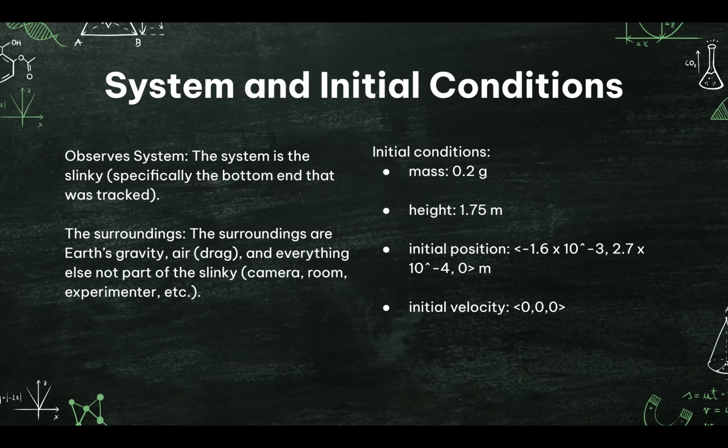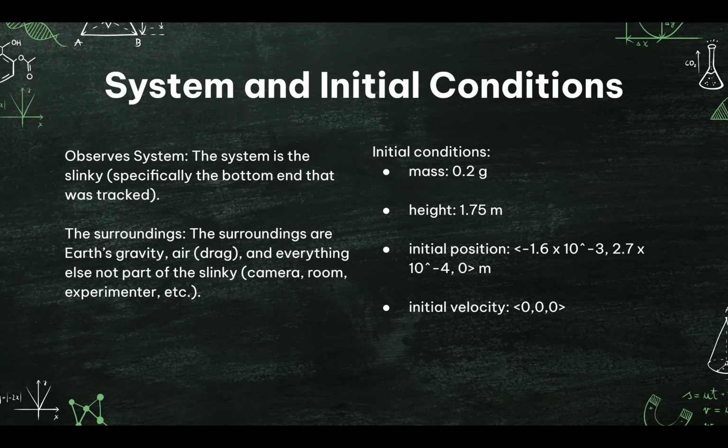And now we have the system and initial conditions. The observed system is the slinky, specifically the bottom end that was tracked. The surroundings were the Earth's gravity, the air, and everything else not part of the slinky, which is the camera, the room, or the space outside, the experimenter.